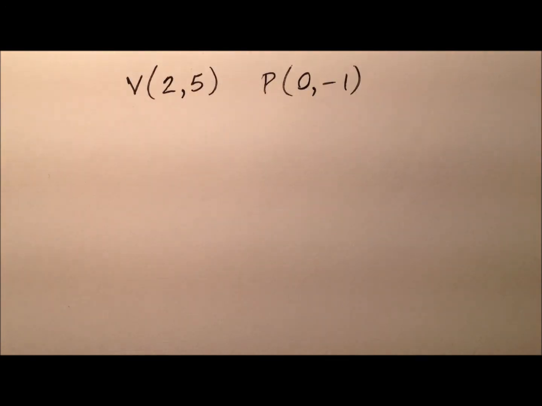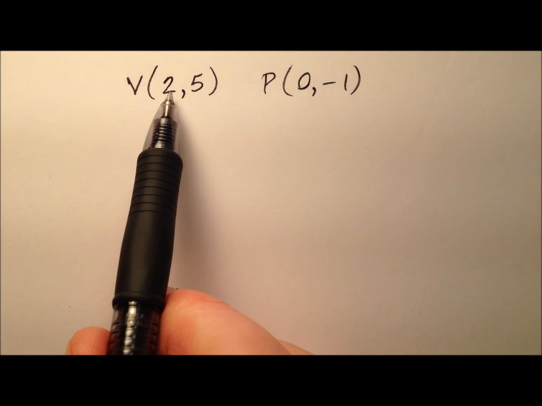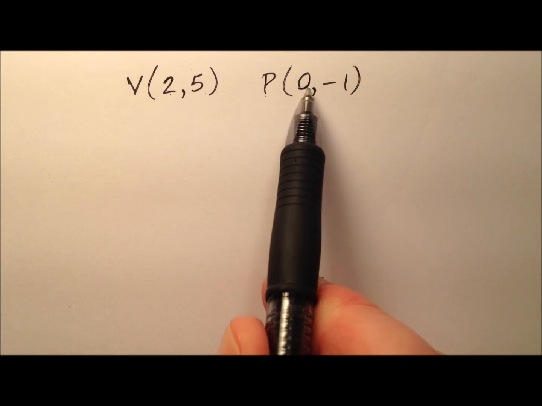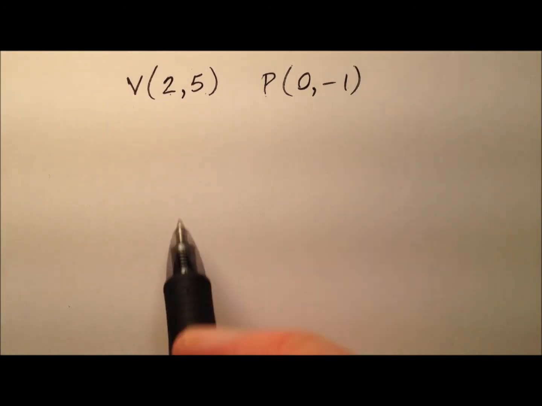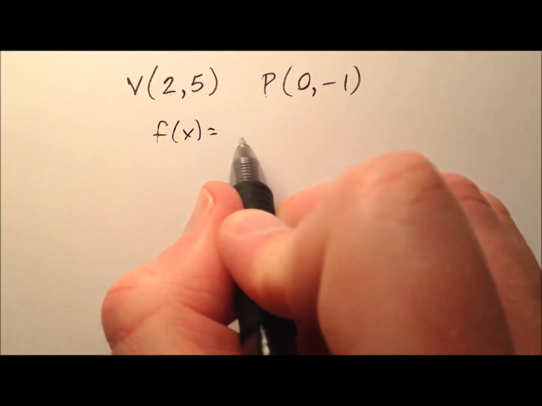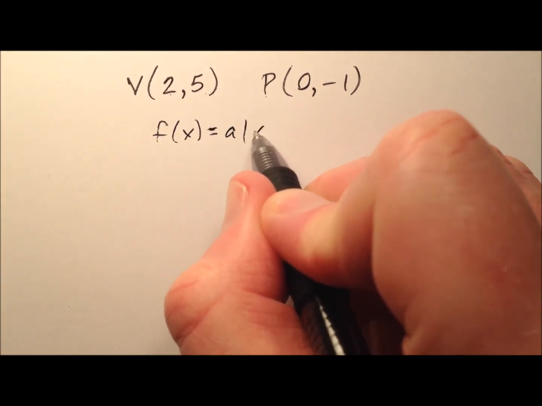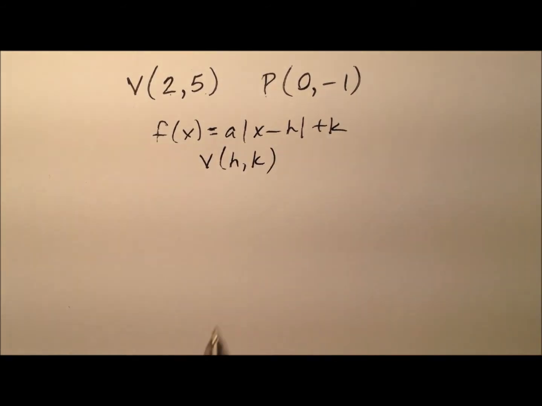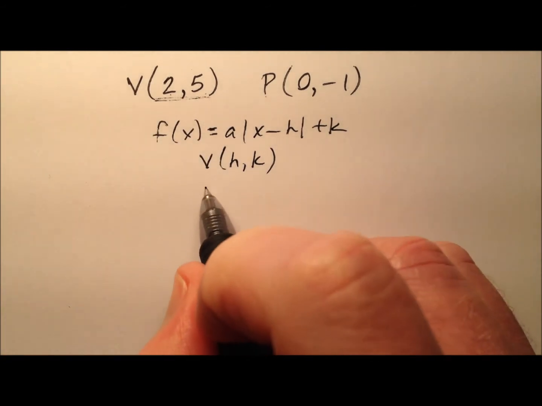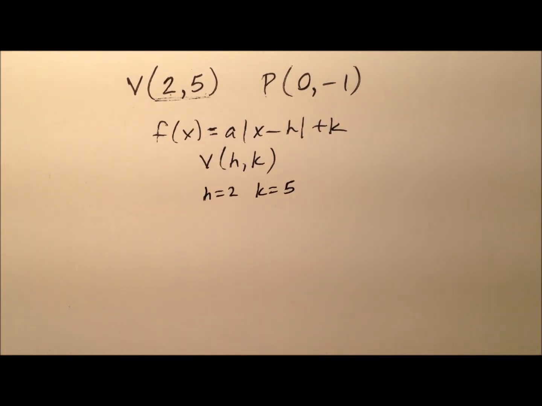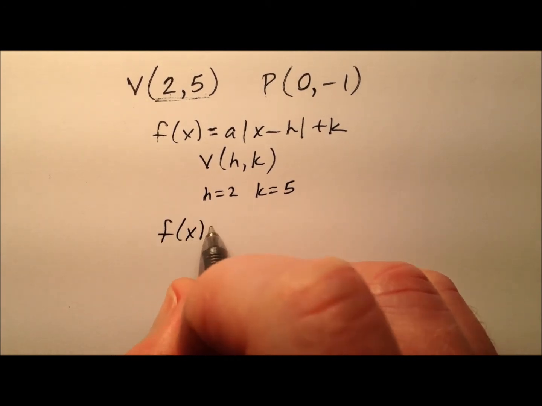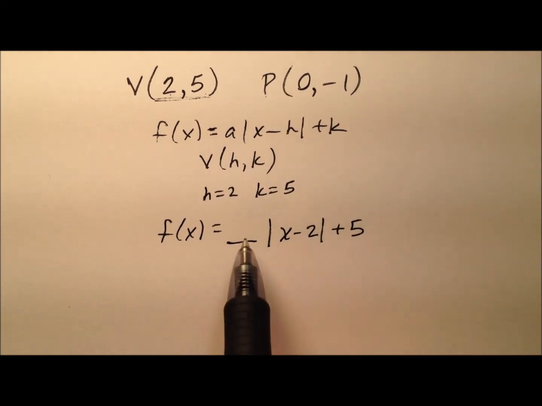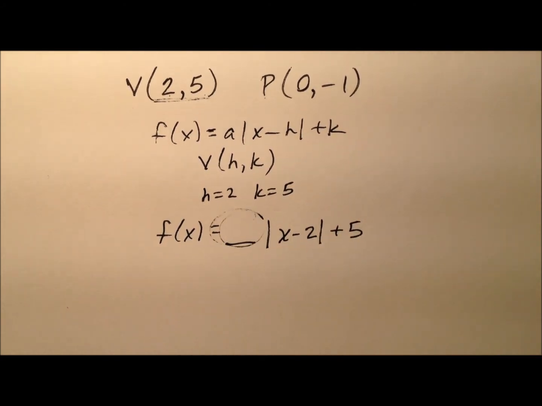In the second and final example that we're going to look at, we're given the vertex as the ordered pair (2, 5), and the other point that the graph of this absolute value function passes through is (0, negative 1). So we know once again that the general form of an absolute value function is going to be like this, and we also know the vertex is (h, k). We're given the vertex, so we know h equals 2 and k equals 5. Once again, we can plug those values in: x minus 2 plus 5. And once again, we'll put this blank here. We're not sure what a is quite yet.